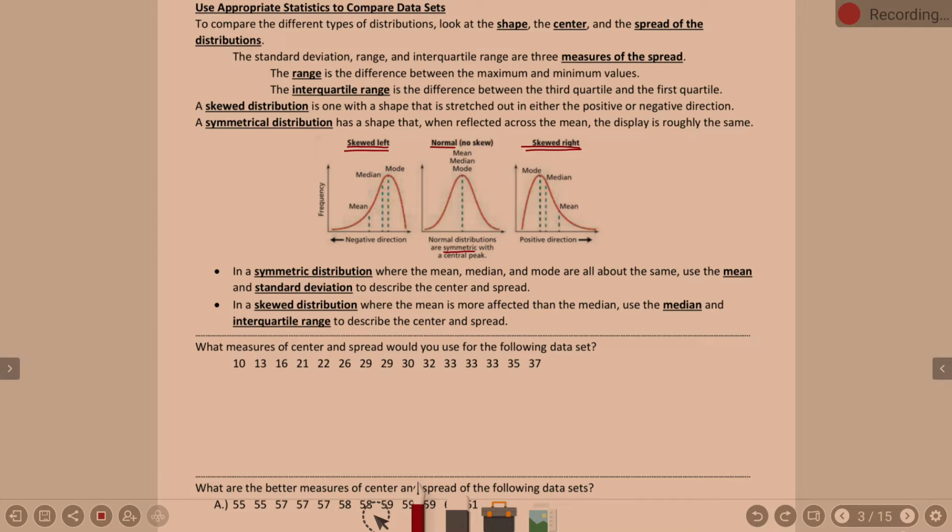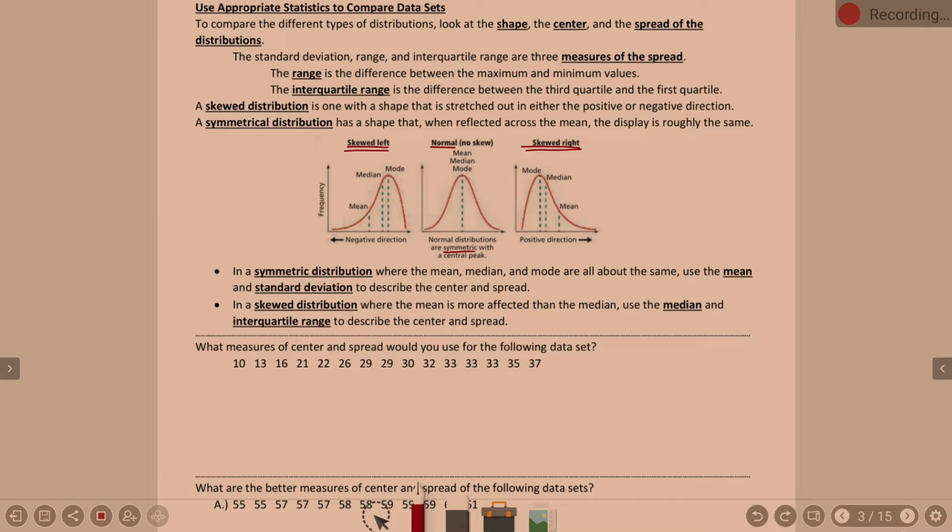And in that case, when you're asked what measure of center and spread we want to use, if mean, median, mode are all about the same, we're going to use the mean and the standard deviation to describe the center and spread. If, however, you have a skewed distribution where the mean is more affected than the median, we're going to use the median and the interquartile range to describe the center and spread. So the key here is going to be deciding which is it? Is it symmetric or skewed? And then which values do I use because of that? Mean and standard deviation, or median and interquartile range?